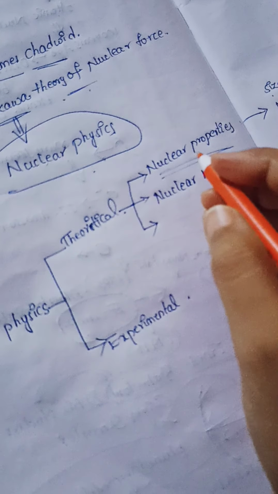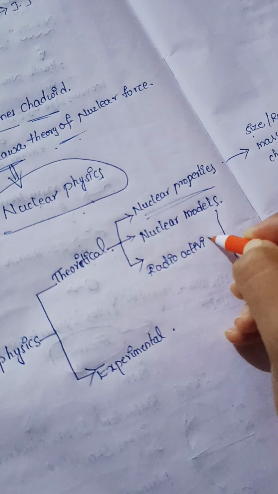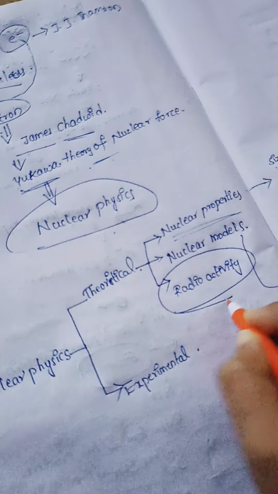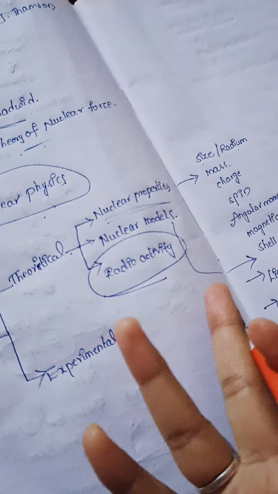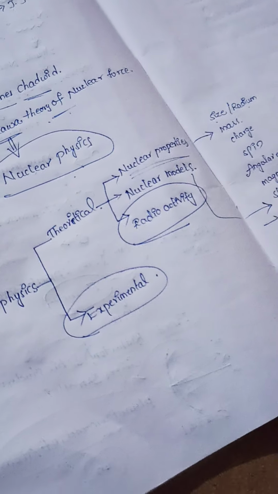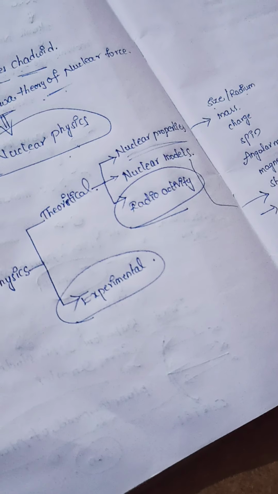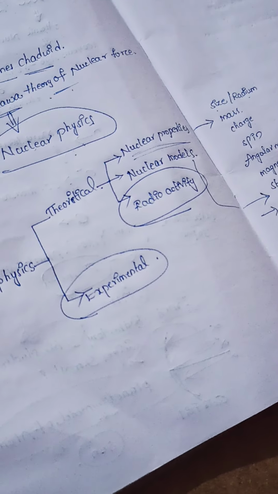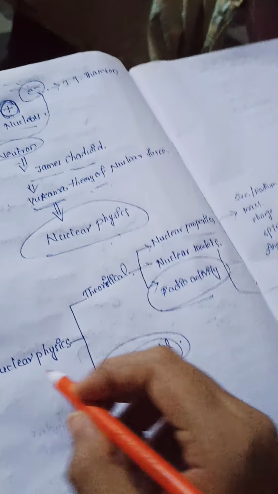Next one is radioactivity. What is radioactivity? That is our next unit. Total radioactivity comes under the complete unit 4, where we are going to discuss the complete radioactivity picture. Now, experimental means what is exactly happening nowadays, scientifically, what we are experimenting with electrons, protons and neutrons. That is the experimental concept of nuclear physics.